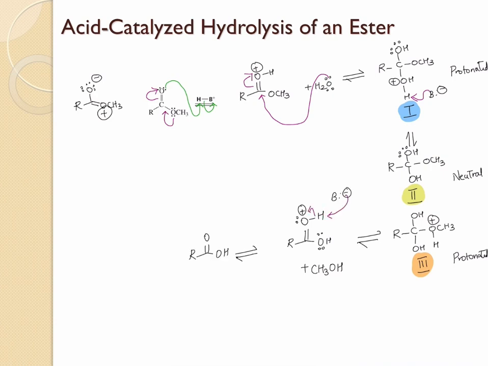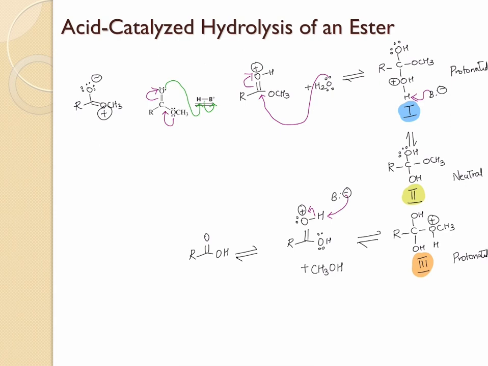Now one thing that we have to keep in mind here is that both of these intermediates, tetrahedral 1 as well as tetrahedral 3, are likely to collapse, right? So you will get a mixture of carboxylic acid as well as the ester.